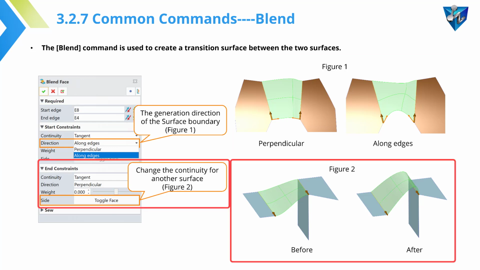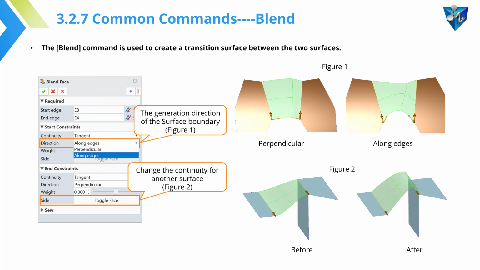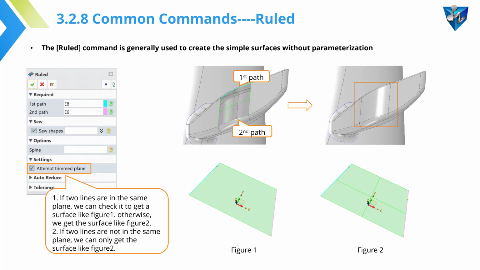The other option is side. If there are two surfaces with the same edge, you can click toggle face to convert to a different surface. It is very convenient to create the connected surface, but this surface is without parameters. Next is the ruled command. It can help you create a single surface. It is often used to create connecting surfaces without parameters.